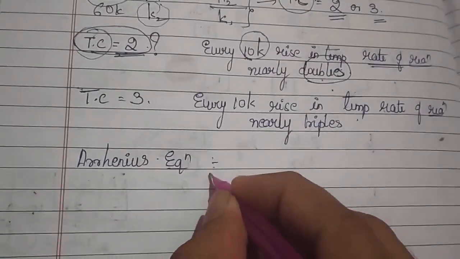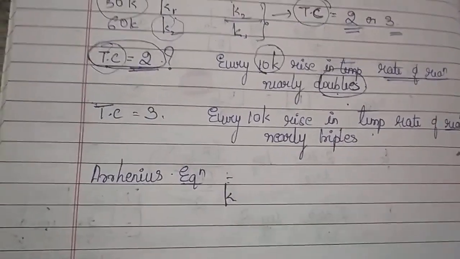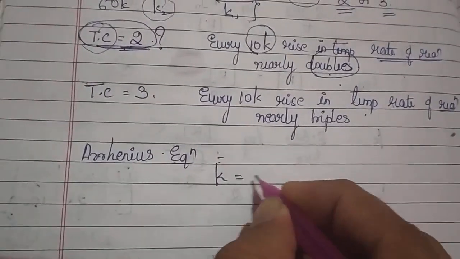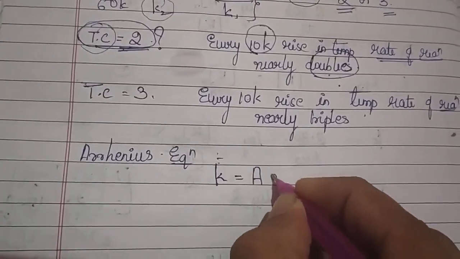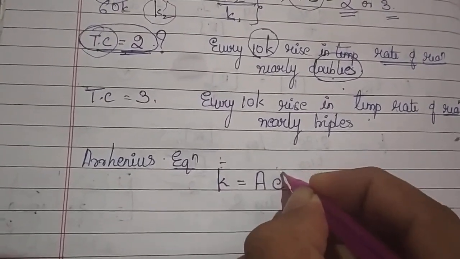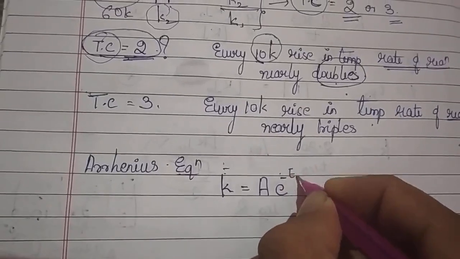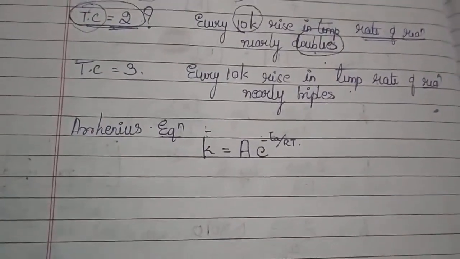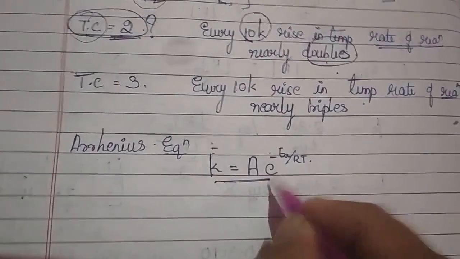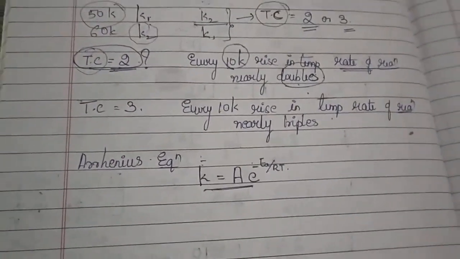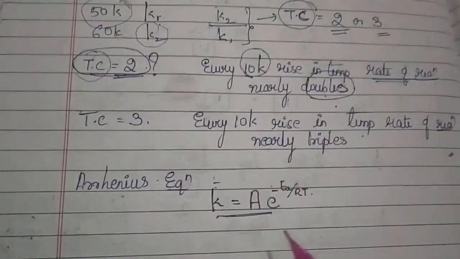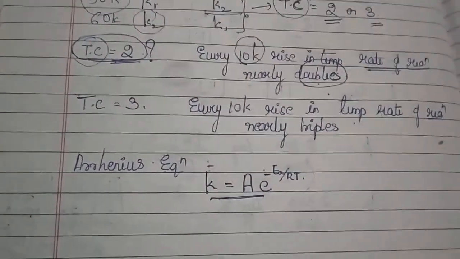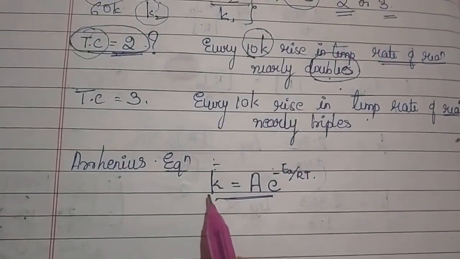Let me write the equation, a very important equation. Please write it down. The rate constant k is equal to A into e to the power of minus Ea by RT. So this is one of the major important formulas which will be used in your higher classes also. Before going into the analysis, let me tell you what the things are that I have used over here.